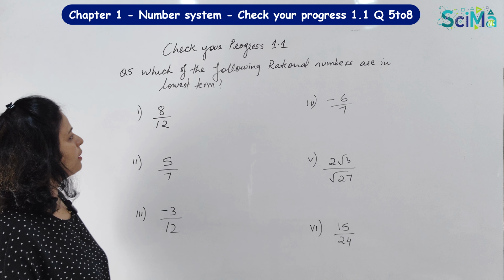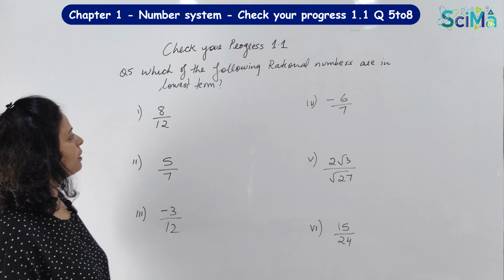15 by 24 is also not in the lowest form because we can divide both with 3 and we get 5 by 8. So here also you can write no, it is not in the lowest form. So which numbers are in the lowest form here? The second one, 5 by 7, and the fourth one, minus 6 by 7. The rest of the numbers were not in the lowest form.